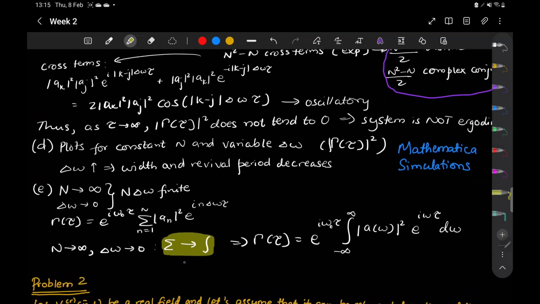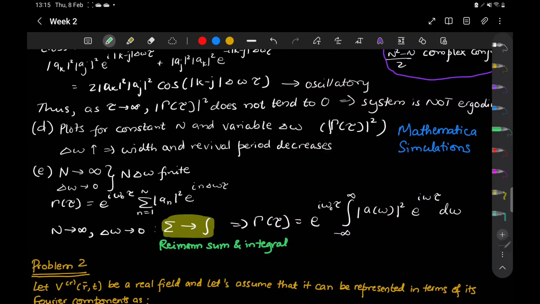You can check out Riemann sums and integrals, because that is the condition for a summation to go to an integral, or the other way around, an integral being approximated by a summation.